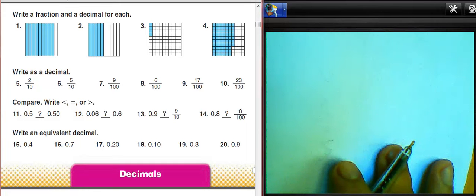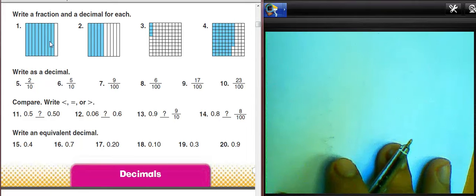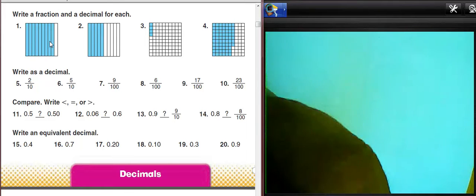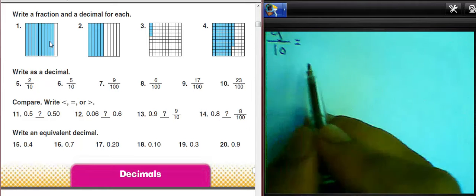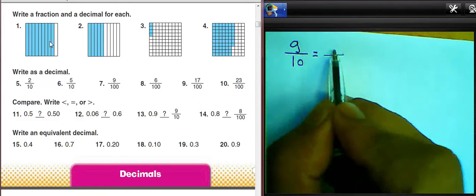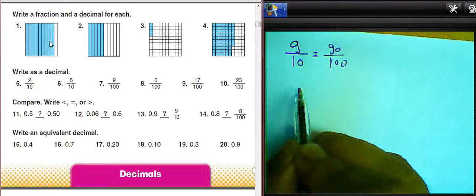We will solve a lot of questions about fractions and decimal numbers. Look at number 1. Write a fraction and a decimal for each. Number 1, we have the shape. We colored 9 parts of this. So in this example, we can write 9 over 10 or 90 over 100.